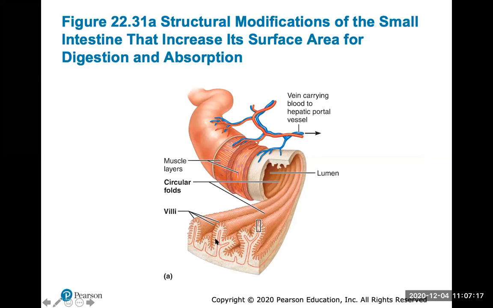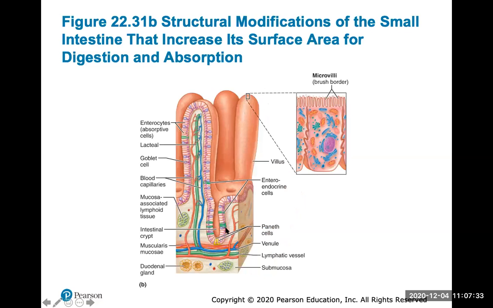So here's a look at the structural modifications of the small intestine that help to increase its surface area for digestion and absorption. Here are the circular folds, the villi, and then the microvilli, which are just the brush border on the villi. And this picture is on your quiz. There's a matching question on your quiz that labels a picture that looks like this.